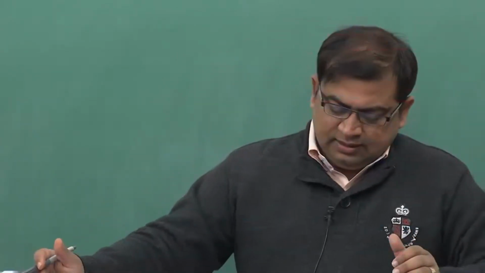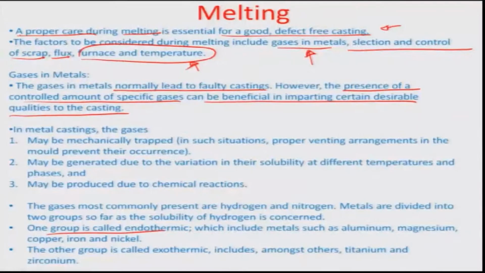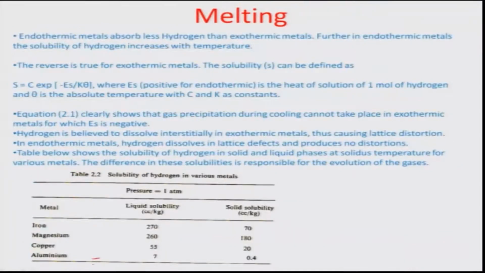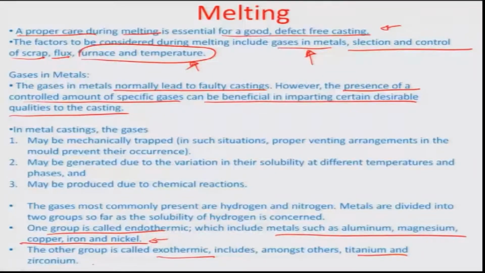as regards the group which is called endothermic metals, they may include metals such as aluminum, magnesium, copper, iron and nickel, and exothermic metals may include others like titanium and zirconium. Okay. So, the difference here is obviously in terms of what happens to the solubility of the gases in these materials at higher temperatures or maybe during cooling situations. So, mechanical trapping is one aspect. Okay. So, because of bubbling of the hydrogen and not letting it vent out very easily.